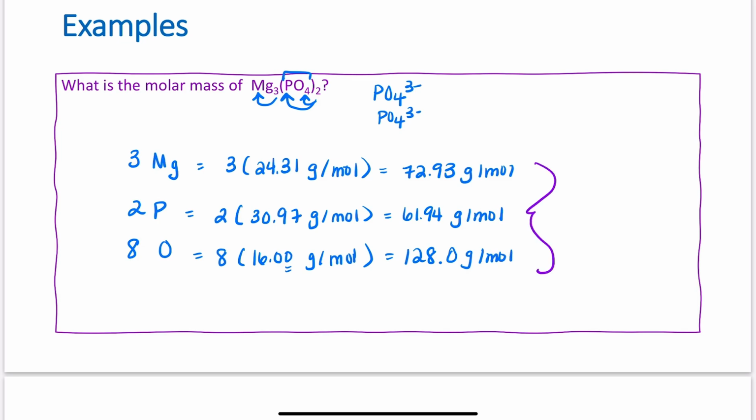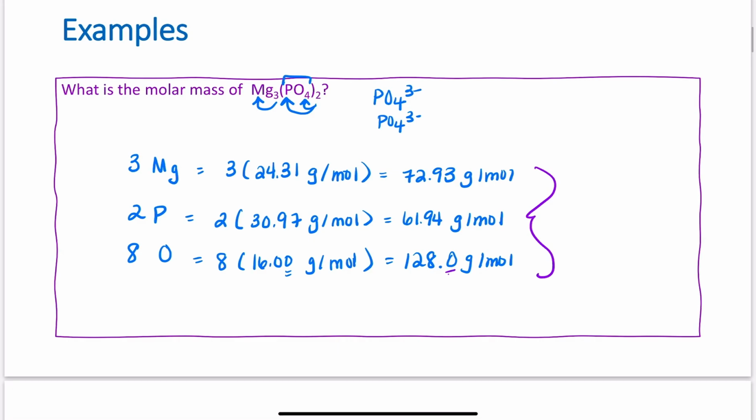When I add these numbers up, keeping track of the fact that I have to stay to this number of decimal places, I can only keep to the first decimal place because of my limits of sig figs, not with addition. I get a molar mass of 262.9 grams per mole.